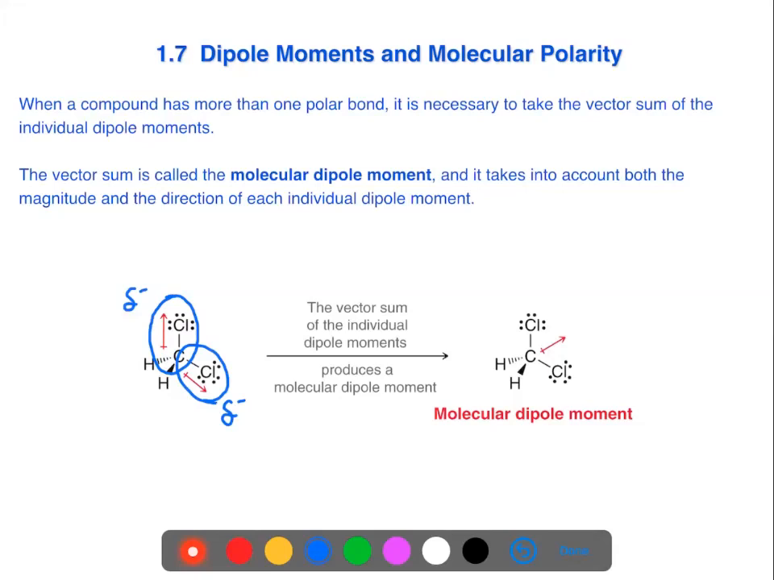The vector sum is called the molecular dipole moment because it takes into account both the magnitude and the direction of each of the individual dipole moments. So we have a dipole moment pulling in this direction, as well as one in this direction, and the resultant is going to lie somewhere in between, as shown.